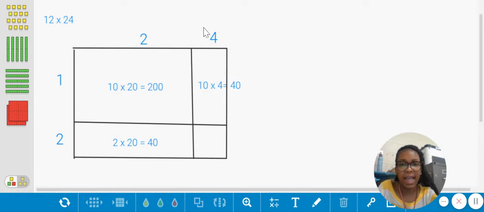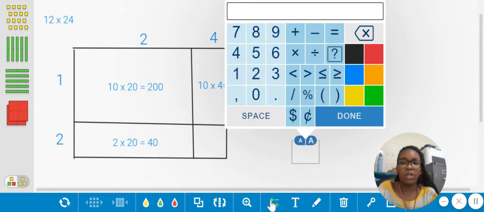And then lastly, I have this 4 and this 2, which are worth 4 and 2 because they both sit in the ones place in each of their numbers. So 2 times 4 is going to give us 8.